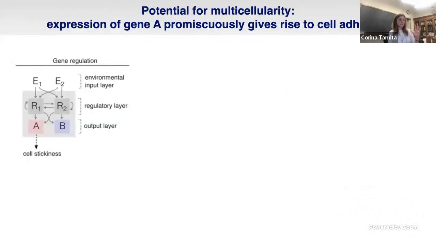And the way we did it in this particular model is we said that all of a sudden something might change about this ancestral cell, so that when it expresses gene A, that promiscuously gives rise to cell adhesion. In other words, it just becomes sticky. All of a sudden, maybe something has changed in the environment or something has changed in the cell itself, but when it expresses gene A, it also becomes sticky. It is not something that has been selected for, it's just piggybacked in some way, or it has been triggered by something. If that's the case, now we have sticky cells. And sticky cells can form groups.